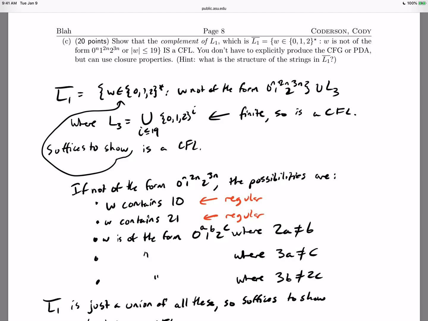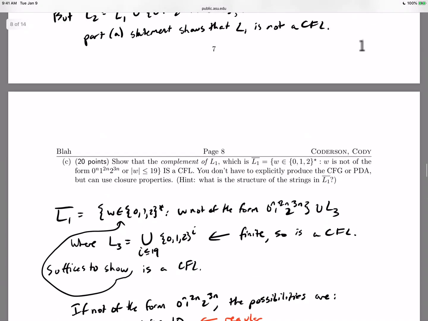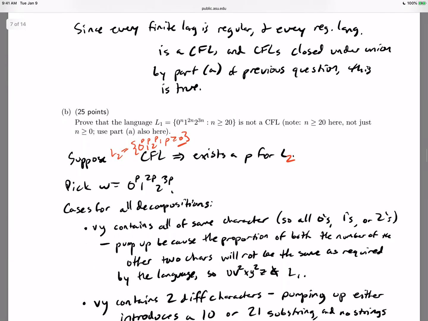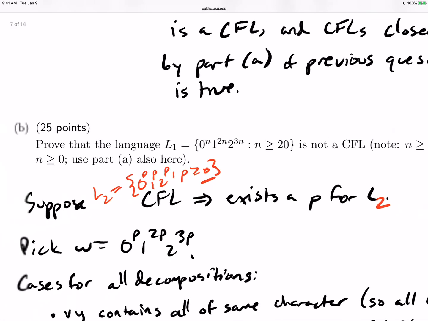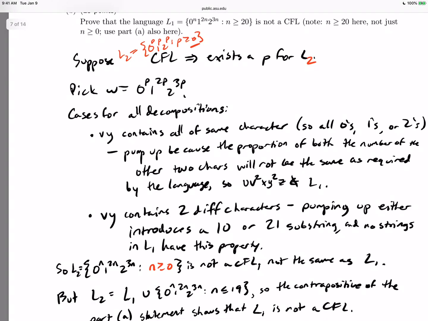But even if I get the description completely wrong, think about what complement actually means here. Complement says it's not of this form right here. So it's any string, for example, that has a 1 0 in it, because none of the strings in here have a 1 0. But there are infinitely many strings that have a 1 0. And the other examples, of course.